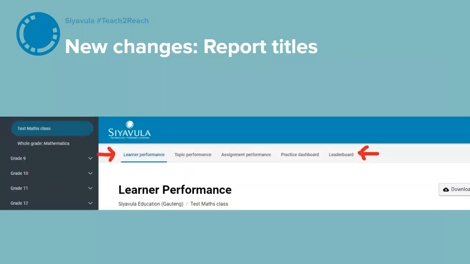Okay, and then the next updated change was our report titles. So as I mentioned, those are learner performance, which was formerly known as our summary report. And then we have topic performance, which was known as our question report. And then assignment performance, which is formerly known as our assignment reports.